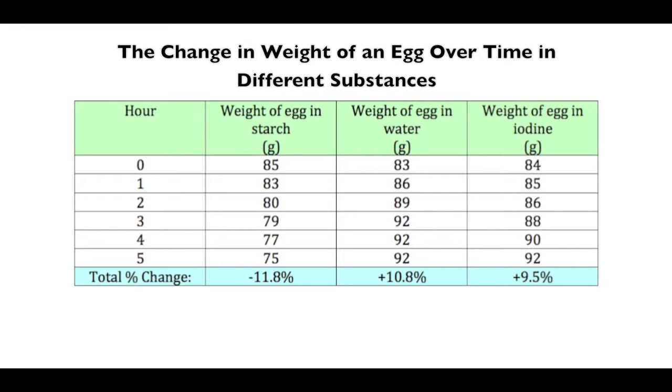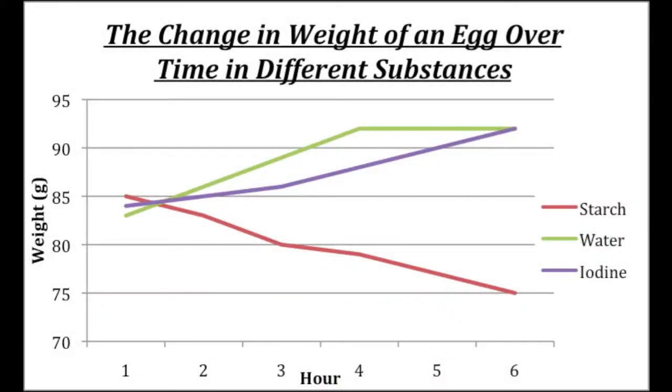Comparatively, it was seen that the egg immersed in water, the control, gained weight due to the water moving across the membrane into the egg. Finally, the egg in the iodine solution, the second treated group, also gained weight, showing that the iodine molecules were small enough to move across the membrane. This graph shows the progression of weight increase and decrease of the eggs over 5 hours. It shows that the water was able to move across the membrane faster than the iodine, as facilitated by aquaporins in the membrane.